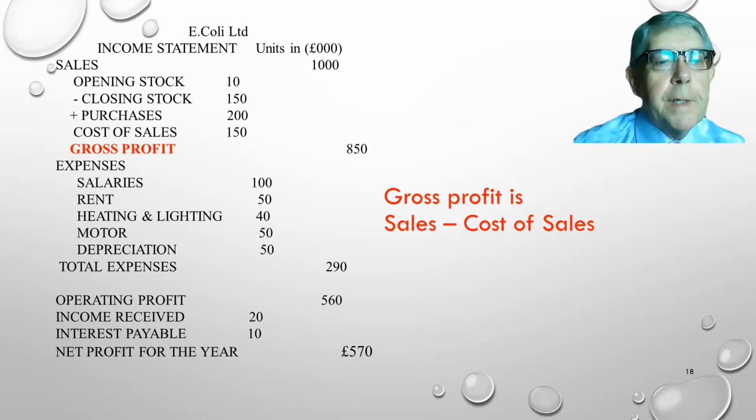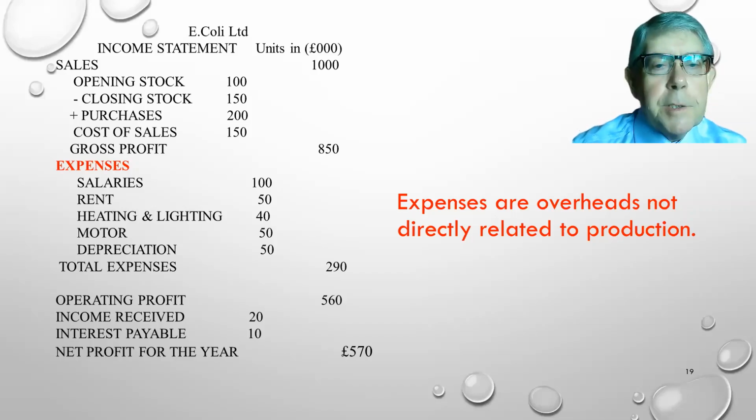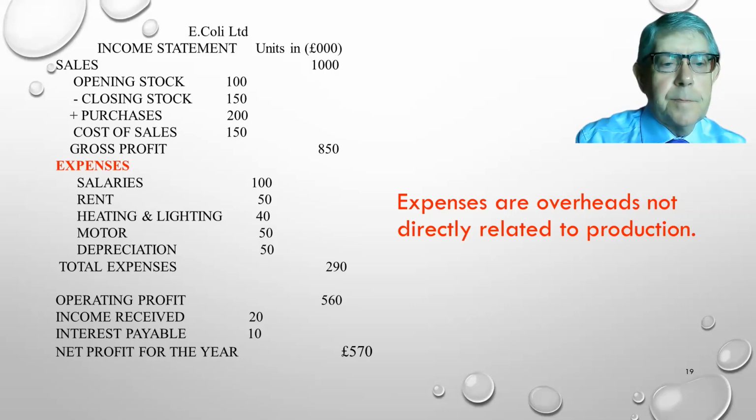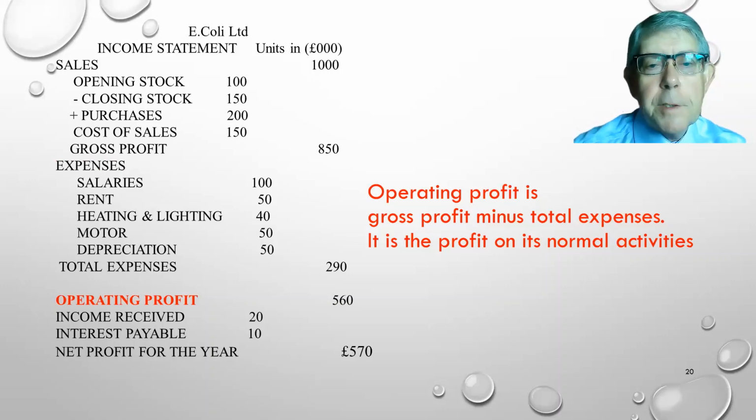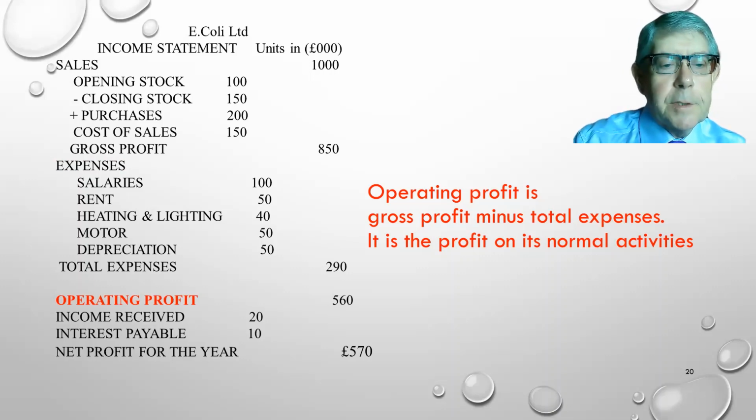Now, gross profit is simply sales minus cost of sales. So gross profit is £850,000. Expenses are overheads not directly related to production. For example, salaries, rent, heating, lighting, motor vehicle costs, and depreciation. Operating profit is the gross profit minus total expenses. It is the profit on its normal activities.